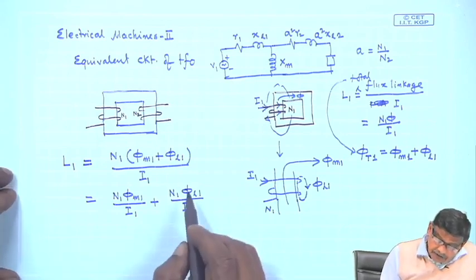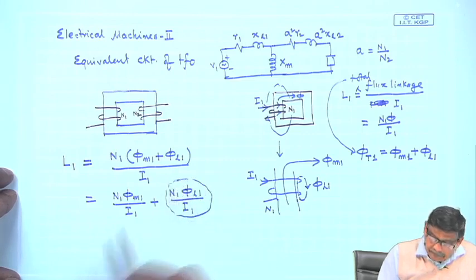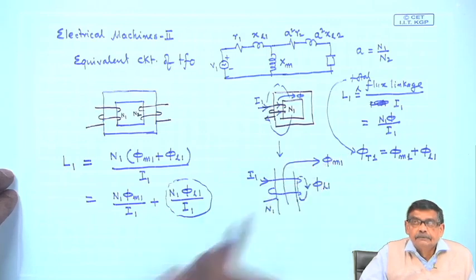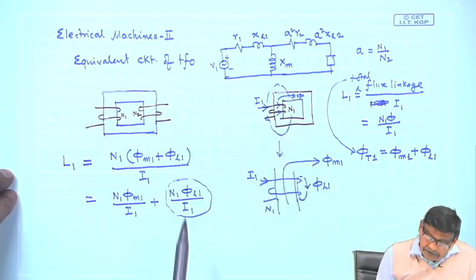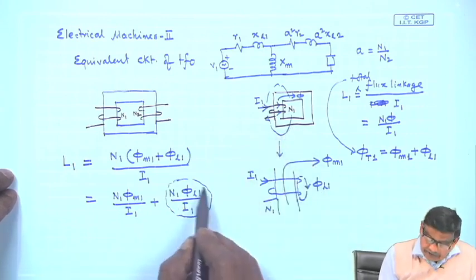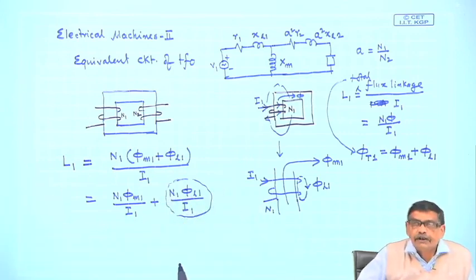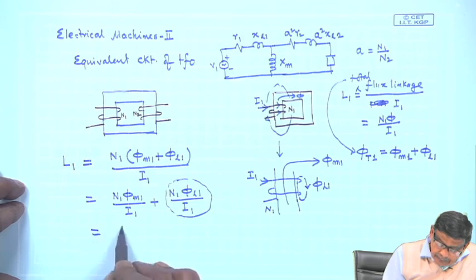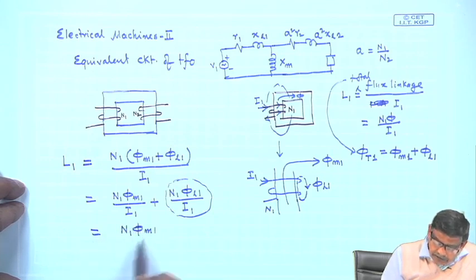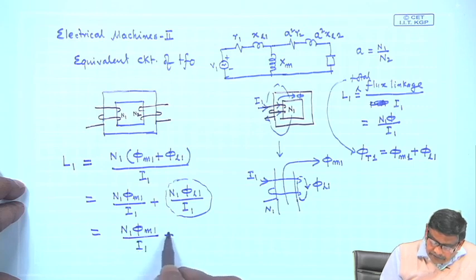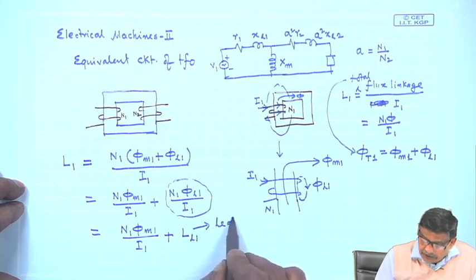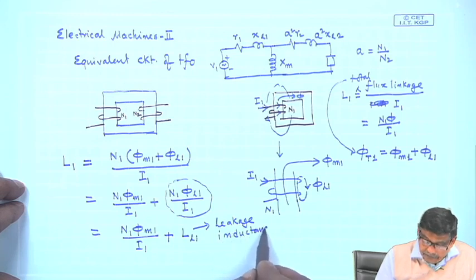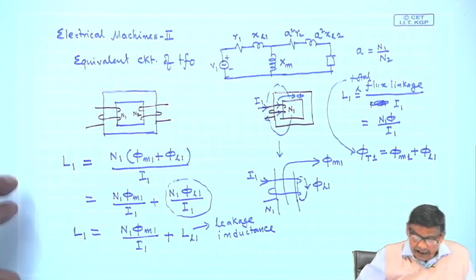Now, this part, which is not confined to the core, that is the iron material of the arrangement, is called the leakage inductance. This is also an inductance because it is N phi by I. So, this is written as N1 phi m1 by I1 plus this I will write as L1, that is the leakage inductance of the coil. So, this is what this L1 means.